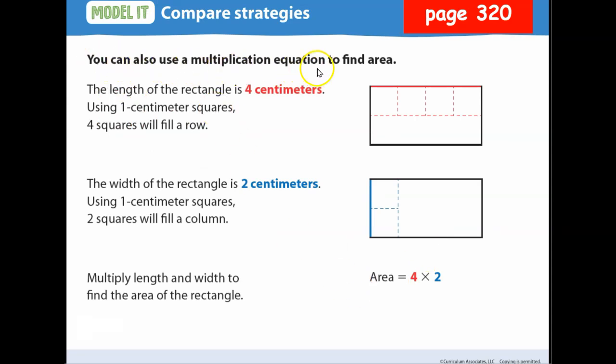All right, you can also use a multiplication equation to find the area, which we did already, right? What was the multiplication equation? I know, but what was the length? 4 times what? 2. Which we have right here. The length was 4, 1, 2, 3, 4. The width was 2, 1, 2, up and down, and that's how we got area equals 4 times 2, which is 8.